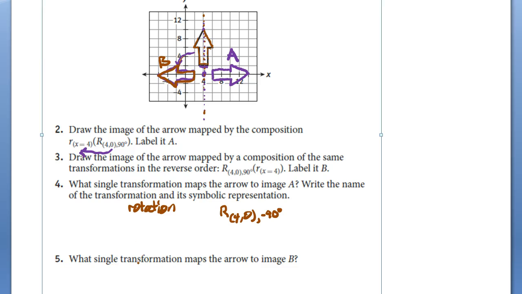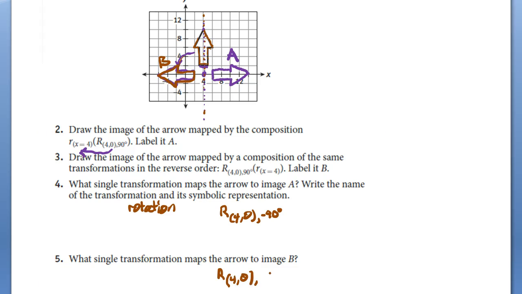Question 5. What single transformation maps the arrow to image B? So the original black arrow, if we wanted to take it to figure B in one step only, how about a counterclockwise rotation of 90 degrees? And so we have R for rotation. We're still going around the point 4, 0, but we want to do a counterclockwise rotation, which is a positive degree measurement. There it is.